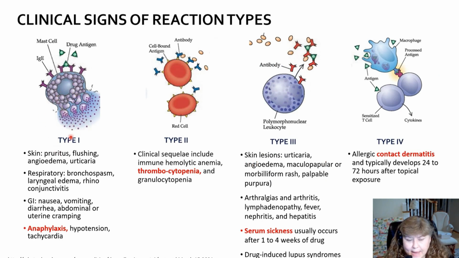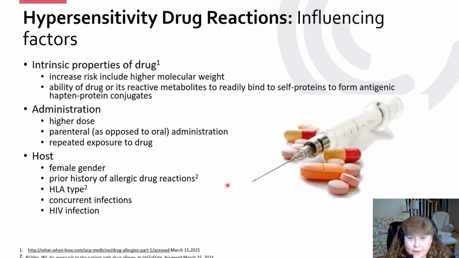Again, the prototype for type 1 would be anaphylaxis. The prototype for type 2 would be thrombocytopenia. The prototype for type 3 would be serum sickness. And the prototype for type 4 is our contact dermatitis reactions. It's important that we understand those different mechanisms because drug reactions obviously can present in any of those different ways, and how we manage them and the future risk for other reactions depends on what the mechanism is.